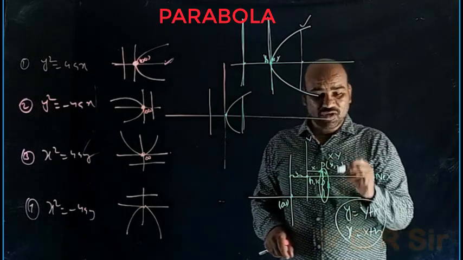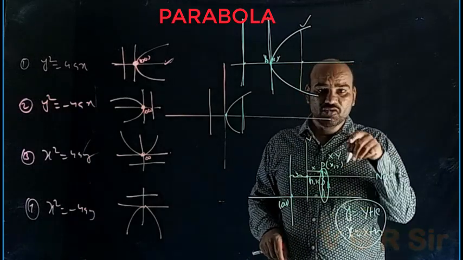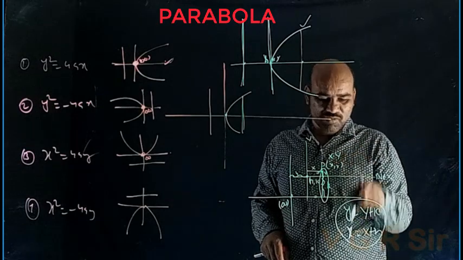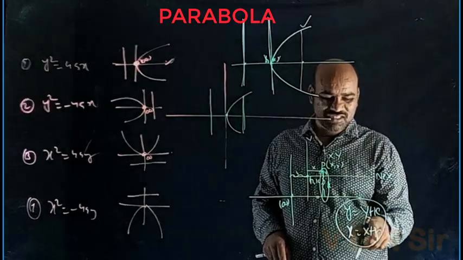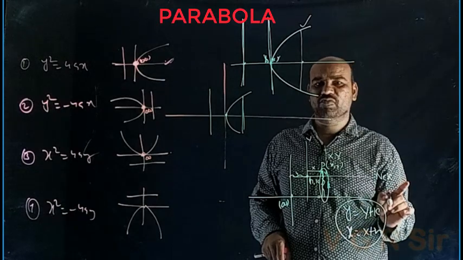Understood? For example, small x, small y are given. We want to find new coordinates of P, that is capital X, capital Y. Make capital X, capital Y as subject. Capital X equals small x minus h. Capital Y equals small y minus k.